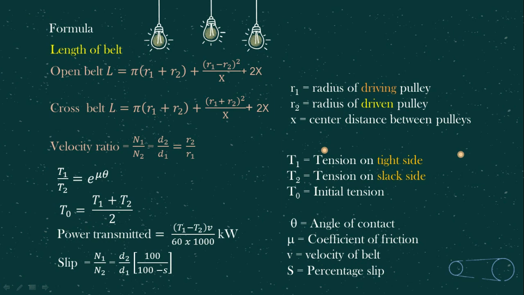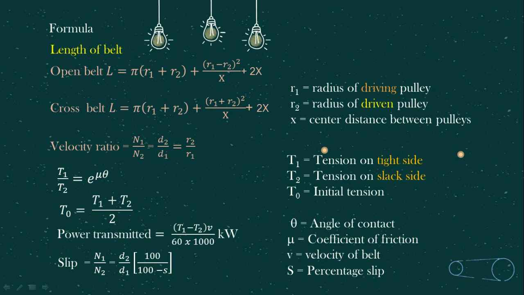In this video, I am going to discuss the numericals which are based on the ratio of tensions, that is T1 by T2 is equal to e raised to mu theta, where T1 is the tension on the tight side, T2 is the tension on the slack side, mu is the coefficient of friction, and theta is the angle of contact.